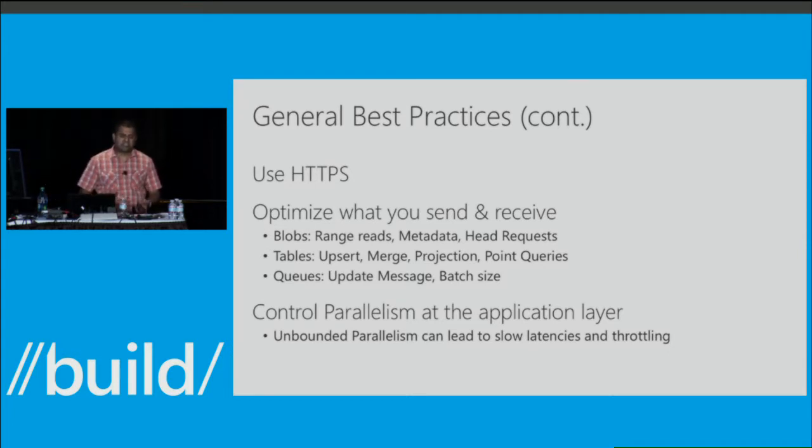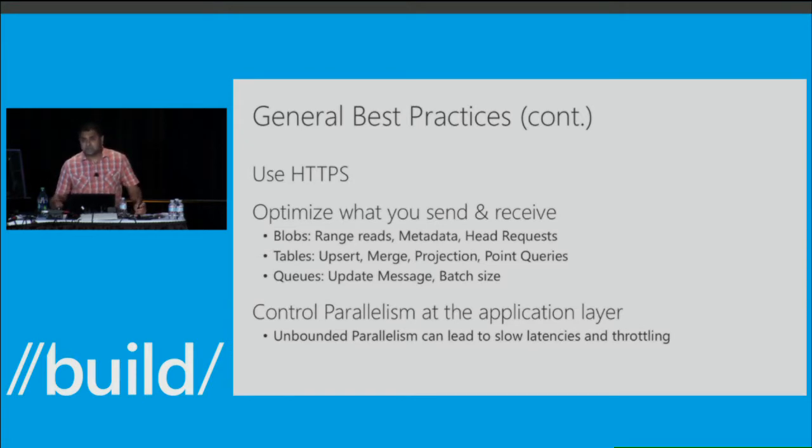And this is, again, a general best practice when you develop a distributed application. You want to reduce as many round trips as possible. For blobs, you have something called range reads, where if you're downloading the blob and it fails, you can use a range read to download the rest of your content that you failed to download in the first place. Of course, we have blob metadata and head requests that can give you all the metadata that you want. You don't have to download the blob just to get the metadata.